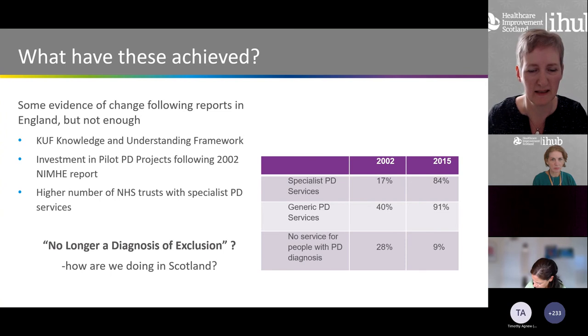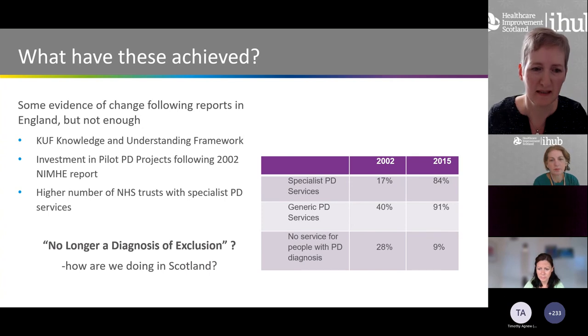So no consistency and difficult to follow what the good practice outcomes from that are. The little table there just gives an idea that there had been change over that period in England. So these are figures for English trusts. As a result of all this work and reports, there was an increase in specialist services for people with a diagnosis of personality disorder, and a decrease in the numbers of trusts that said they didn't provide services. So the idea that it's no longer a diagnosis of exclusion is beginning to shift, we hope, towards it not being a diagnosis of exclusion.